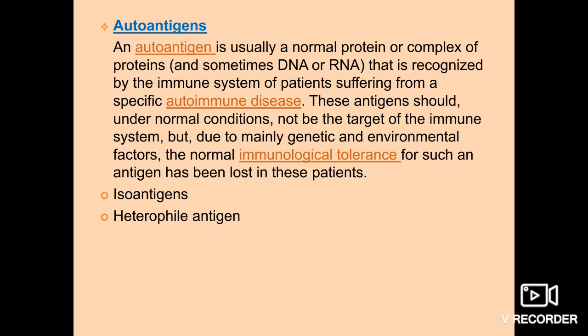Isoantigens stimulate antibody production in different members of the same species. Heterophile antigens are antigens of similar nature shared by different species.